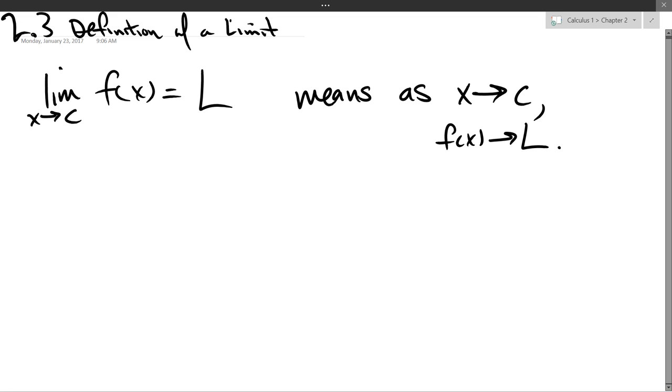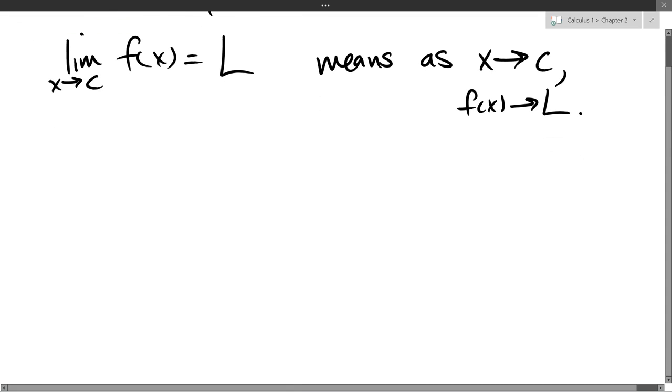So we know what this means, but we don't have a precise definition. When I say this is what it means versus a definition, what exactly do we mean as x approaches c? We want to get very precise about what it means for x to get close to c. We have some notion of what it means, but we want a very precise definition.